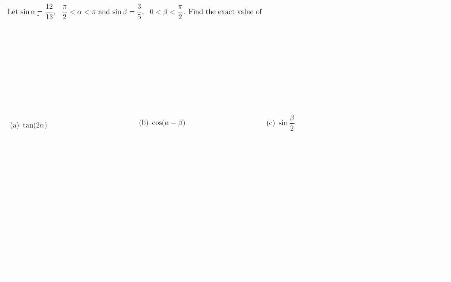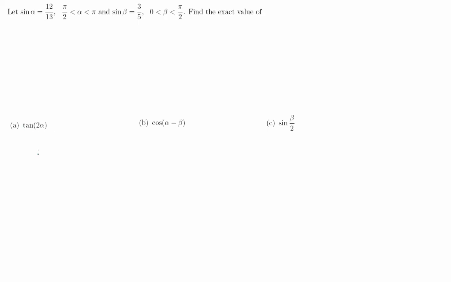Let sine alpha be 12 over 13, and alpha is in between pi over 2, that's 90 degrees, to pi. So alpha is in the second quadrant. And sine beta is 3 over 5, and beta is between 0 and pi over 2, which means the first quadrant. Now we need to find the exact value of tangent 2 alpha.